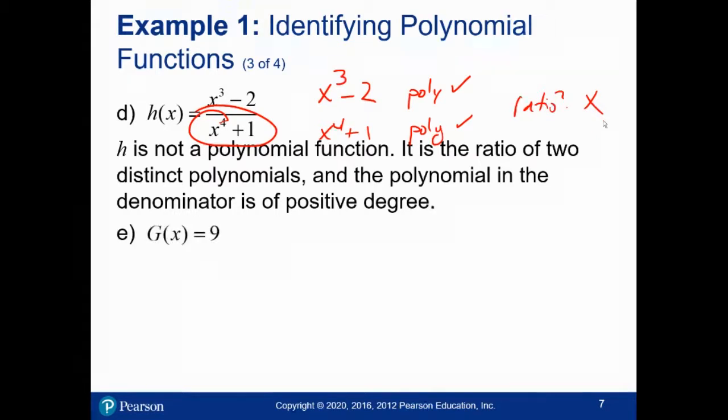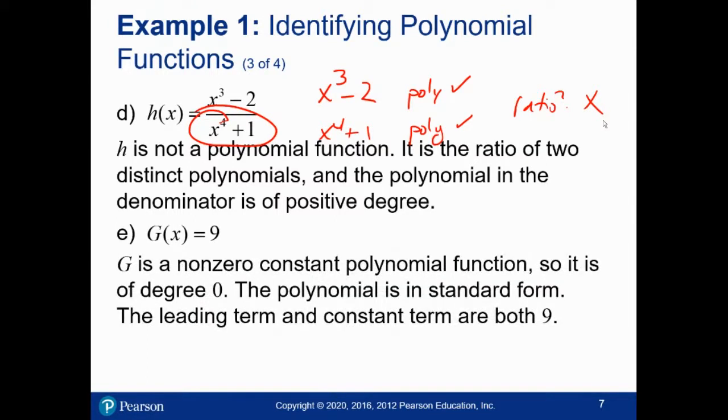G of x equals 9. Again, is it a polynomial? If so, identify the leading term, etc. And if not, explain why not. It is a polynomial. This is a little confusing at first because it looks like I don't have positive whole number powers of x, but I do have a constant term. And what I don't have is anything that makes me not call it a polynomial. So constants, just numbers by themselves, are considered polynomials.